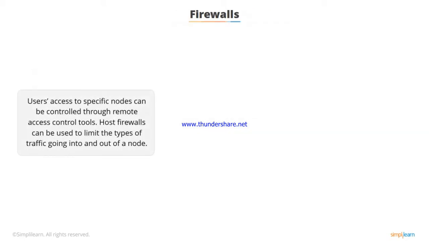Users' access to specific nodes can be controlled through remote access control tools. Host firewalls can be used to limit the types of traffic going into and out of a node. In Linux systems, host firewalls are typically implemented using iptables. Configuring iptables involves knowing about the ports and the IP addresses. Firewall policy can be set to allow any host to reach the allowed ports, or it can be set to allow users to reach and use the specific hosts and ports.